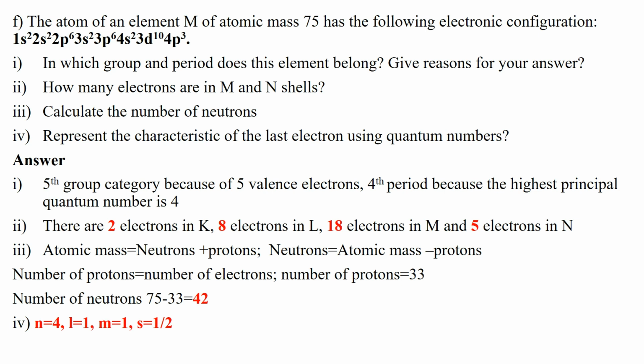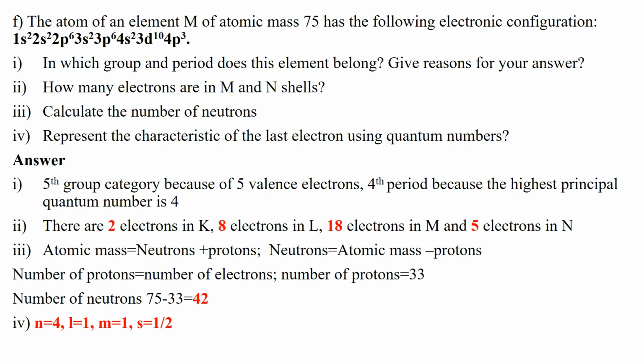So the group, of course, in this case, is based on the valence electrons, or the number of valence electrons. So for the number of valence electrons, we count in n is equal to 4. We have 5: 2 in 4s and 3 in 4p. If we add them, we have 5, meaning that it is located in the fifth group. The period is 4 because we need to check the last shell, n is equal to 4. The highest principal quantum number is 4.